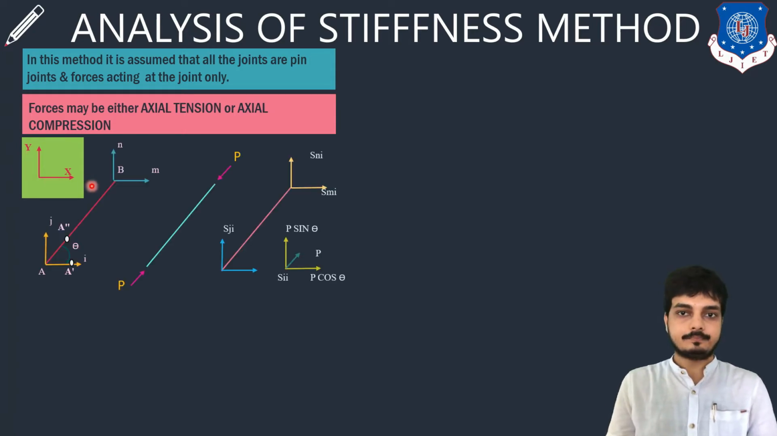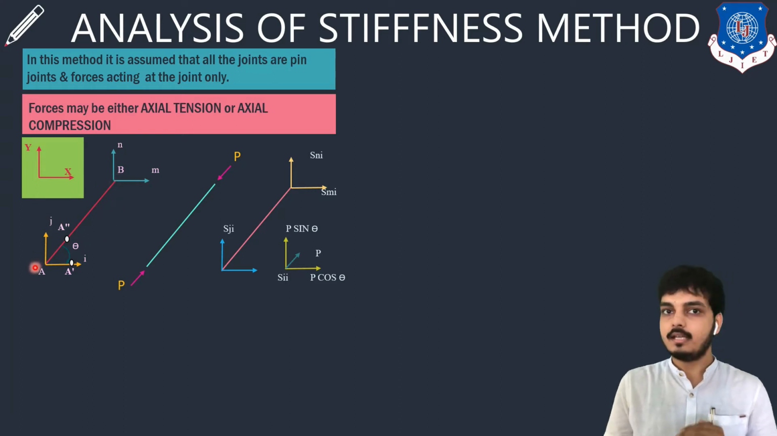So let's see. Now here A to B member is given. So A is a joint, pin joint, B is also pin joint. So there will be forces. So forces may be in x direction and in y direction. So in x direction it has been taken as i direction, and in vertical as j direction. Now angle to the horizontal has been taken as theta. Similarly at the opposite end, if horizontal force is given, it should be in m, and vertical force then it should be in n direction.